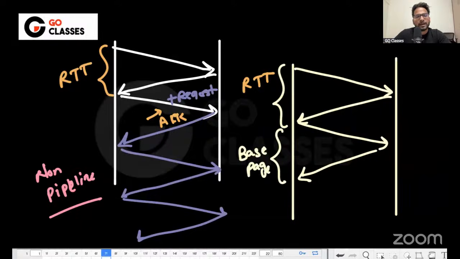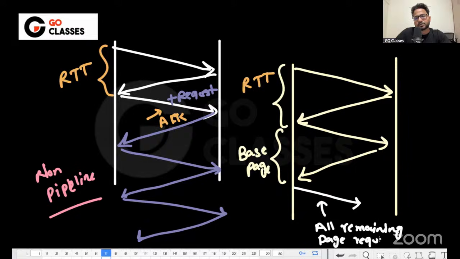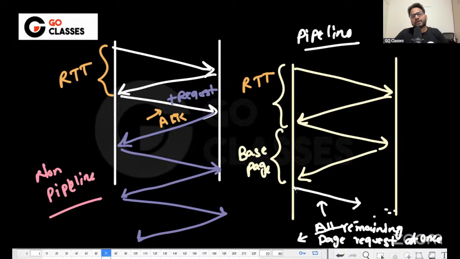And then you will have just one more RTT for all the pages. I mean, all remaining page requests you can do at once. So which means here one more RTT you will be needing. This is called the pipeline way. So basically here generally you take just three RTTs.